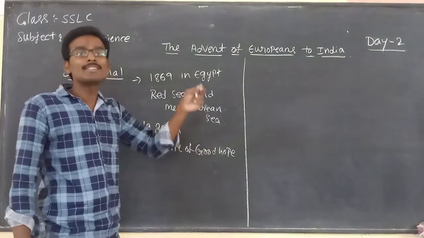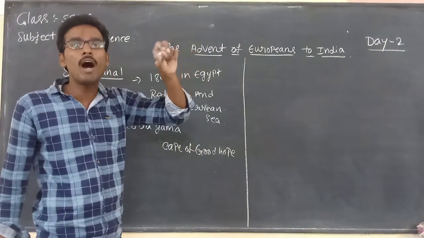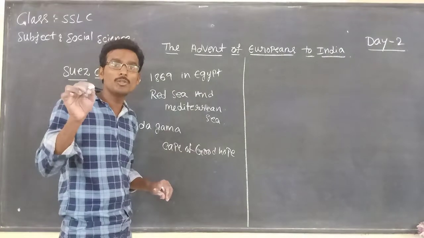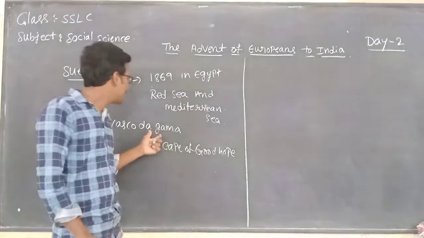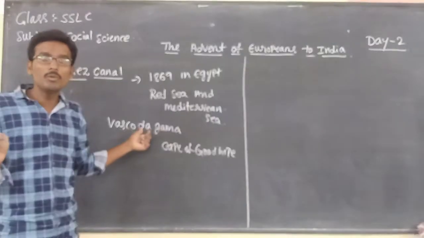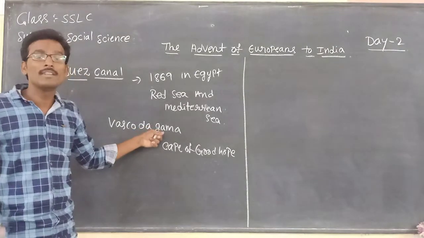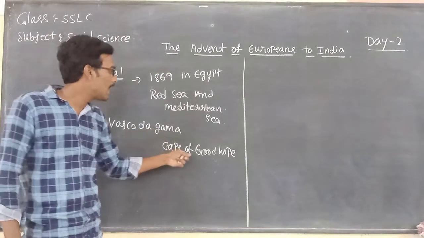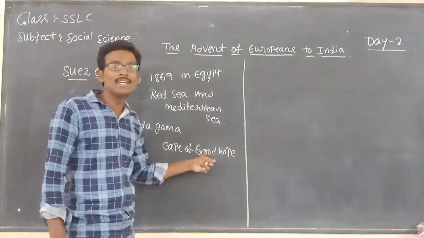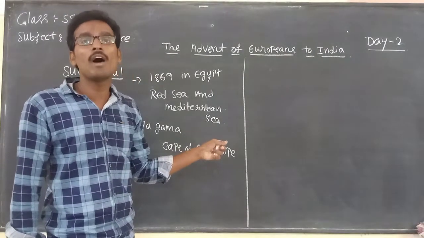It is the southernmost tip of Africa. Thus, to travel in the sea route discovered by Vasco da Gama, the ship has to pass the Cape of Good Hope. It is the southernmost tip of Africa.